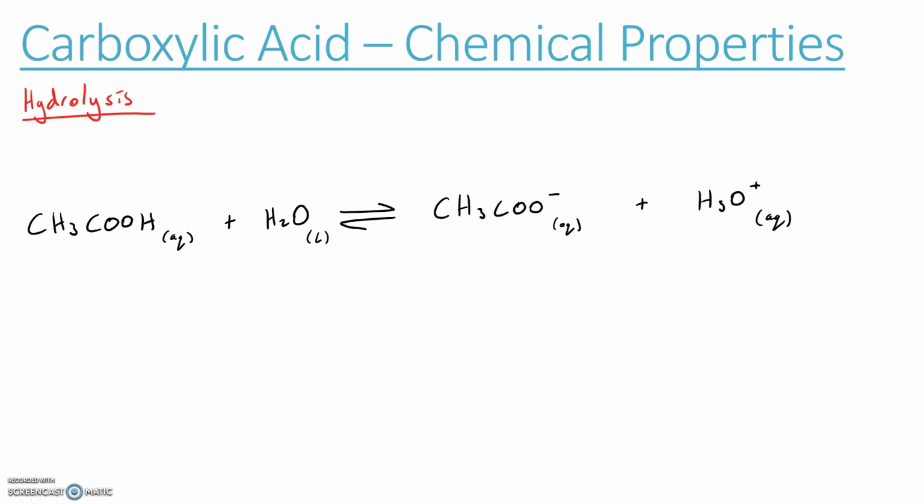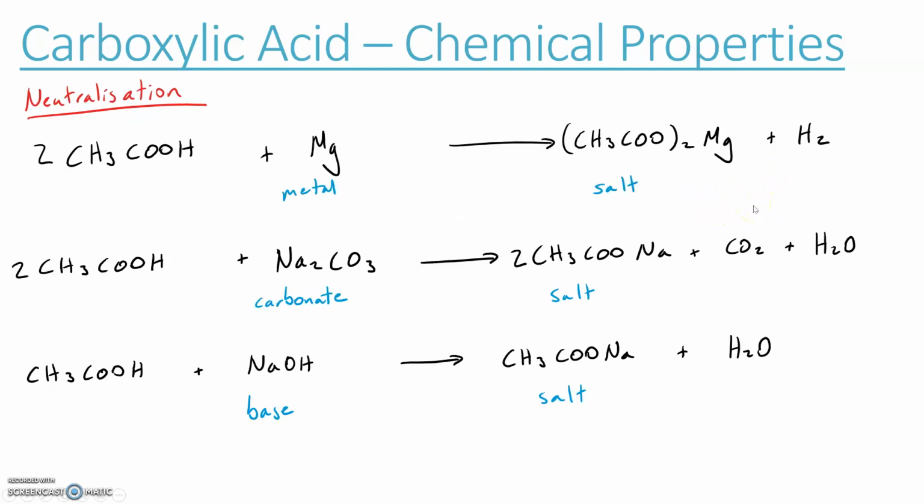Okay, hydrolysis, reacting with water, we get a carboxylate ion. So in this case, we've got ethanoic acid reacting with water. We get the ethanoate ion and hydronium ions. It's the presence of these hydronium ions that make carboxylic acids acidic. The presence of hydronium ions is what makes the substance acidic.